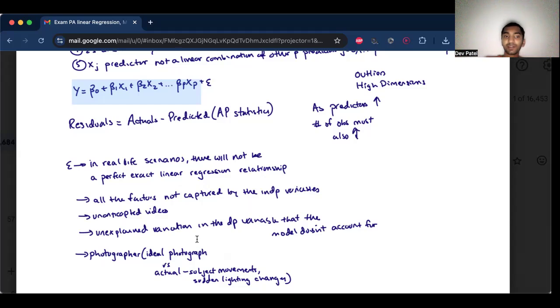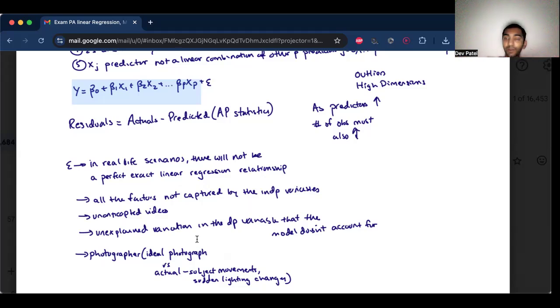One of the analogies I like to use to explain this is a photographer who has an ideal photograph that he wants to take, when all of the settings, the lighting, are right, when the subject has minimal movement, when everything is perfect. But in reality, that might not be the case. You might have sudden subject movements or sudden lighting changes. The actual photograph is probably going to be a bit different from the ideal photograph you had in mind with all the perfect settings in place. That difference is what we consider the error term. We know our model is not going to perfectly capture this relationship, and a lot of that unexplained variation is captured by this error term.